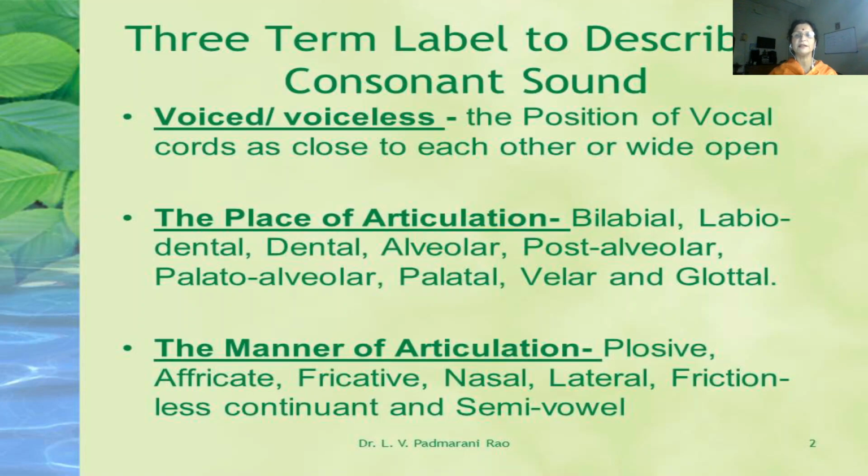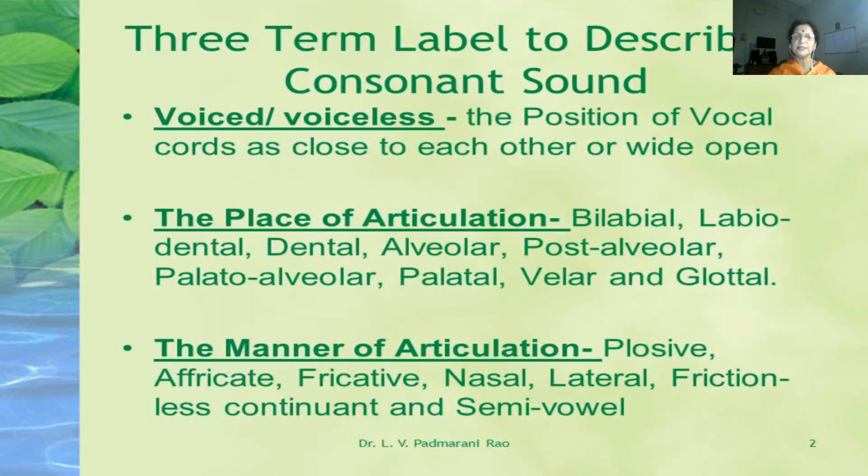Accordingly, if the lips are involved in the production of the sound, we call it bilabial. Bi is two, labial is lips. If the lips and the teeth are involved in the production of the sound, it is called labiodental. Labio is lips, dental is teeth. If only teeth are involved in the production of the sound, it is described as a dental sound. If the teeth ridge is involved, it's called an alveolar sound. If the posterior region of the alveolar ridge or the teeth ridge is involved, it is called a post-alveolar sound.